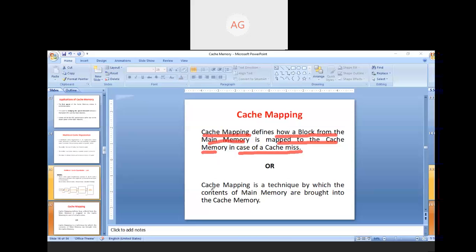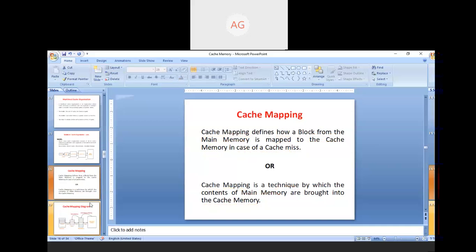The other definition is that cache mapping is a technique by which the contents of the main memory are brought into the cache memory. It can only be done in case of a cache miss, because we don't find that word in the cache. That's why we move further to the main memory in order to find that word. So this is the definition of cache mapping. Basically it is a technique by which the words from the main memory are brought into the cache memory.